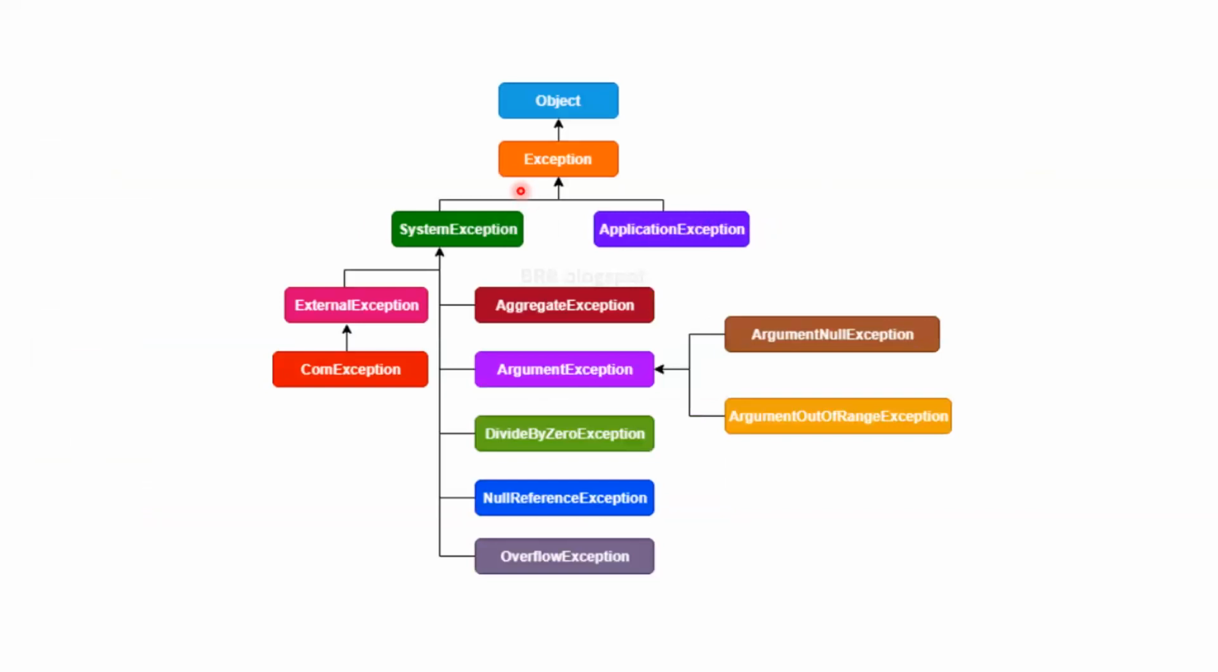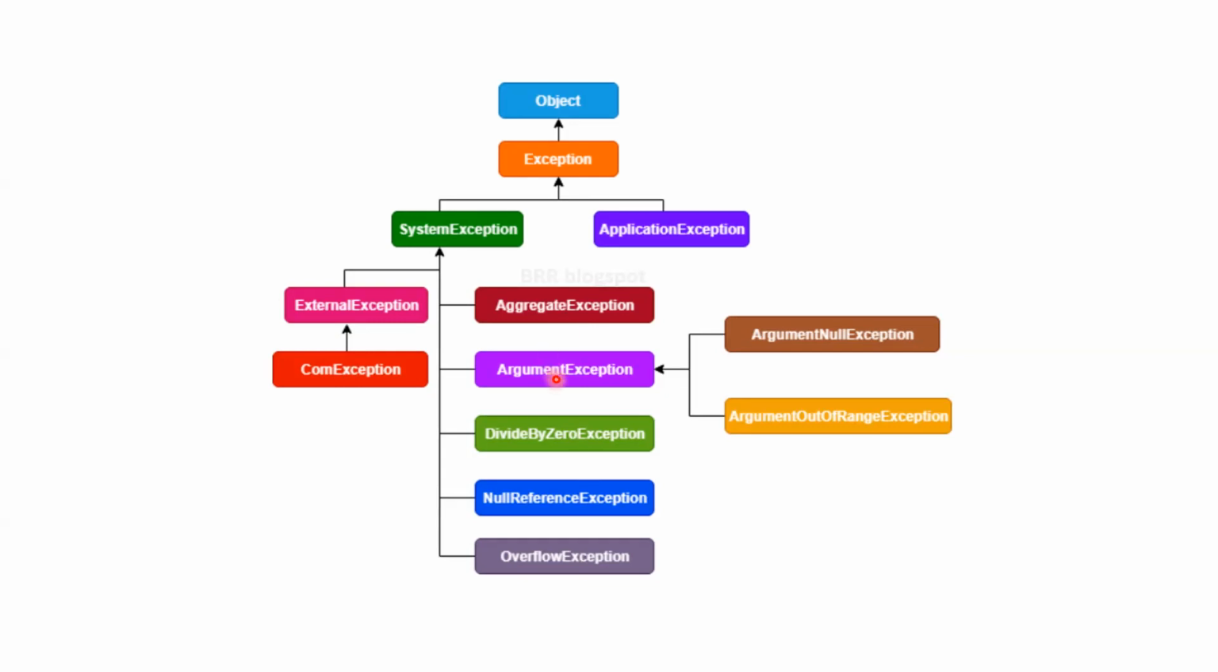This is the hierarchy of exception handling in C Sharp. So Exception is divided into SystemException and ApplicationException. SystemException is again divided into ExternalException and COM exceptions. When you integrate any external assemblies or any COM assemblies, those belong to external exceptions or COM exceptions. And inside of this we have AggregateException, ArgumentException, DivideByZeroException, NullReferenceException, OverflowException. These are different exceptions.